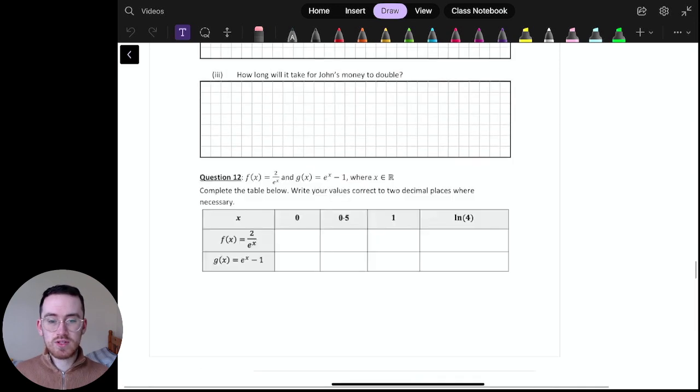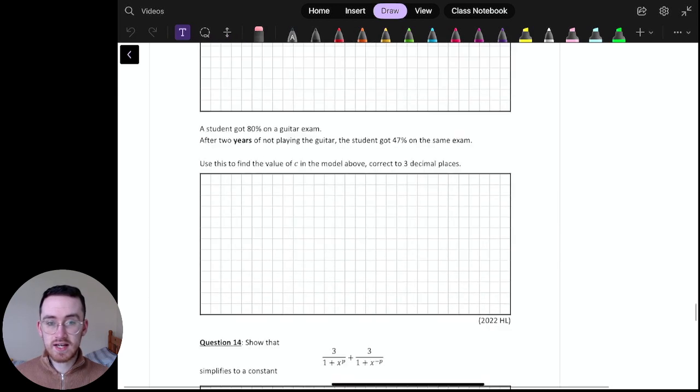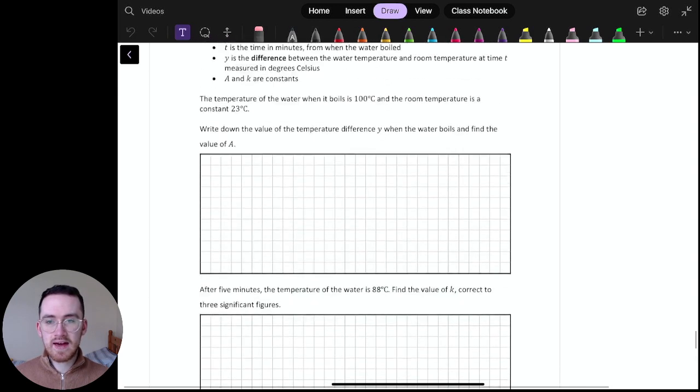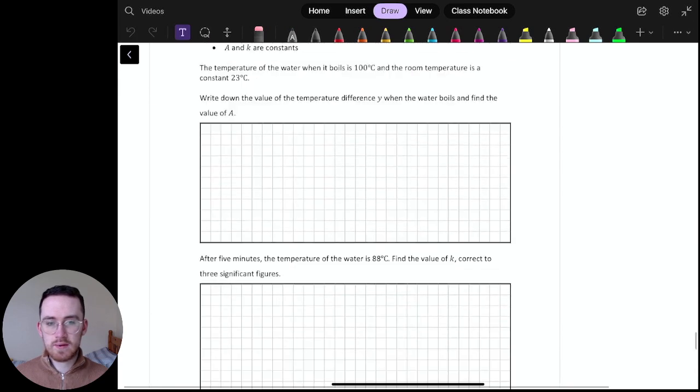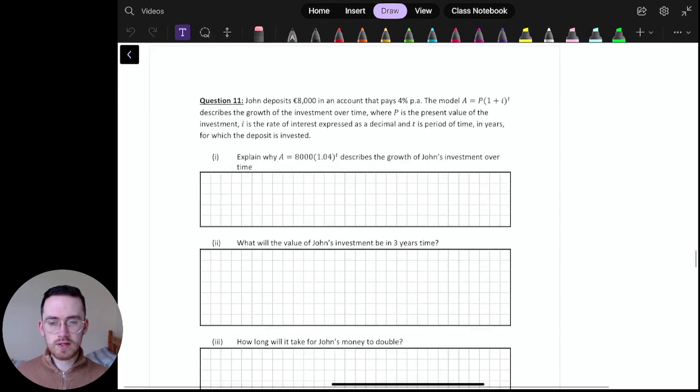Most of them are all exam ones. This example here, we have question 13, again an example from 2022, and then we have this last one, which was an example as well. So starting off, we'll look at question 11.